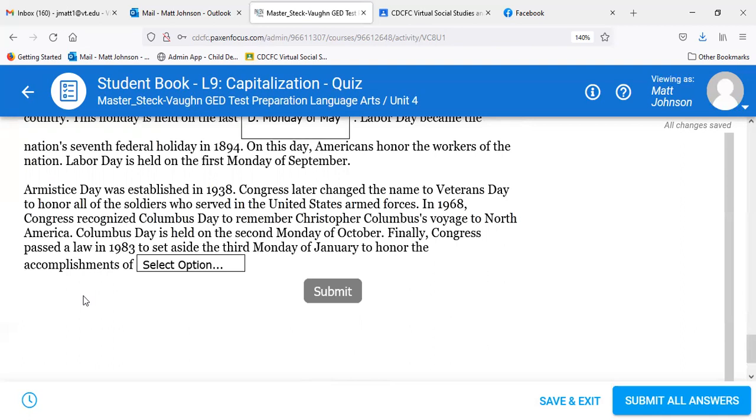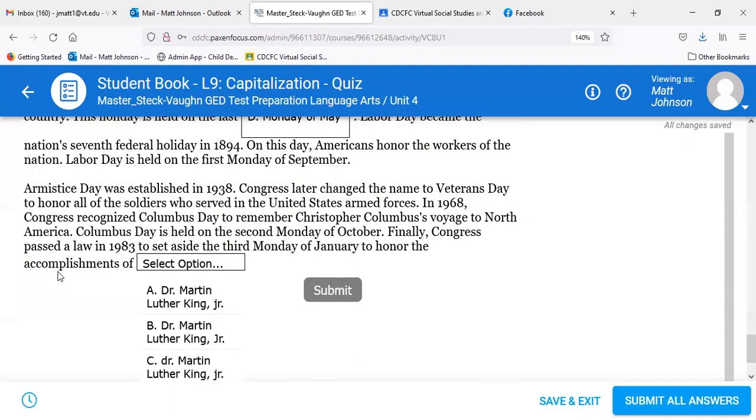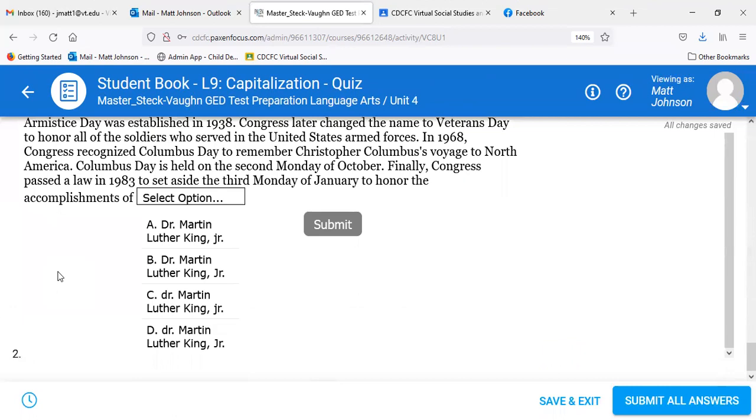Columbus Day is held on the second Monday of October. Finally, Congress passed a law in 1983 to set aside the third Monday of January to honor the accomplishments of Dr. Martin Luther King. Which one do we need there? The answer is A, but A and B are the same. Am I not seeing right?